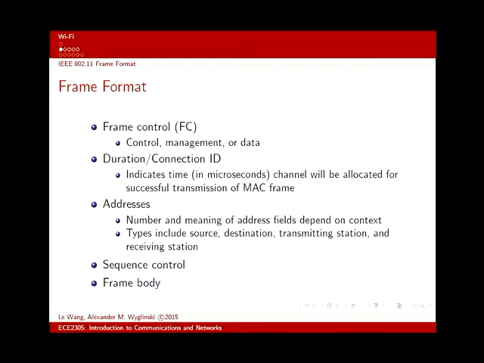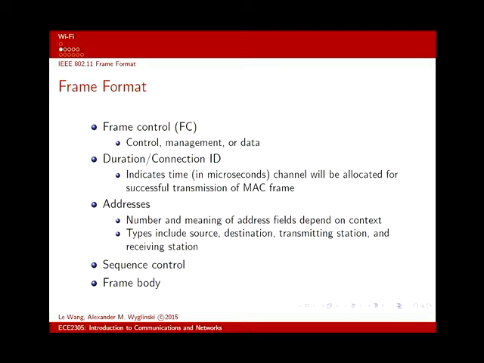So we have a variety of different bits of information contained in the frame. We have the frame control, which is the flag for every MAC frame from an 802.11 device that says what type of frame this is. Is this a management frame? Is this a control frame? Or is it a data frame? Then there's something called the duration or connection ID, which tells you the time, in microseconds, that the frame will be allocated in order to say it is successfully transmitted.